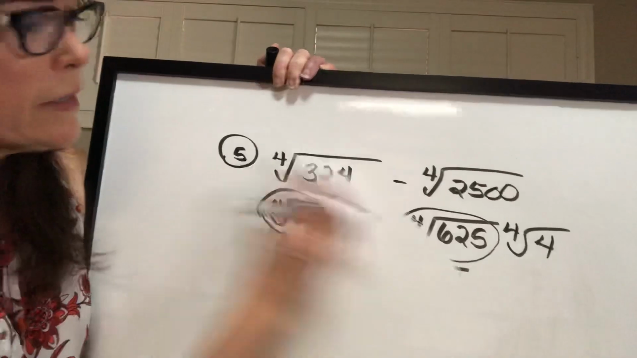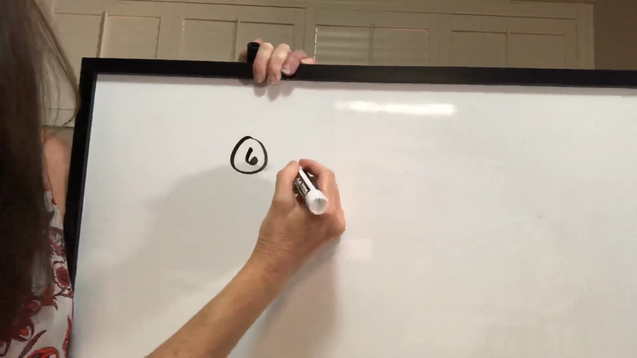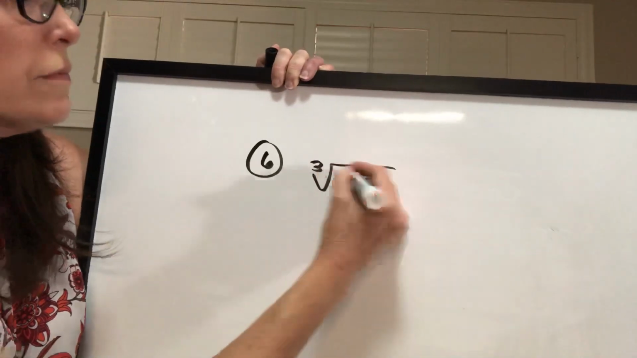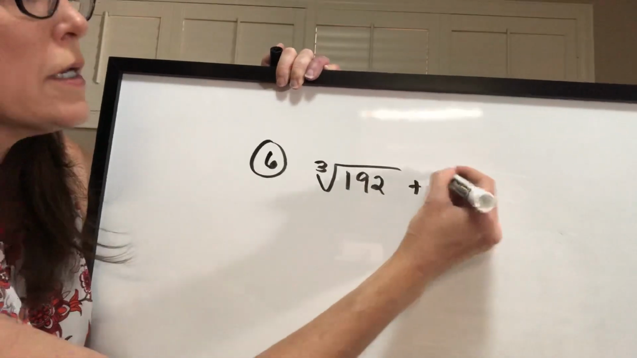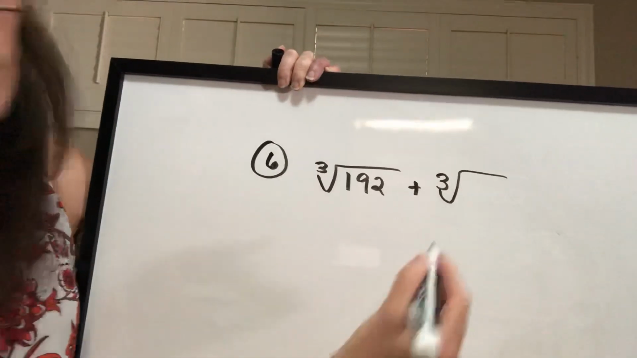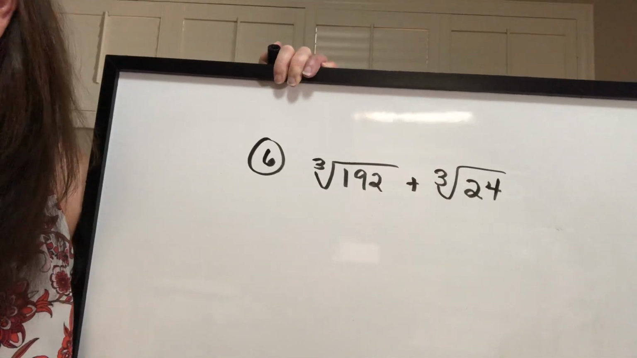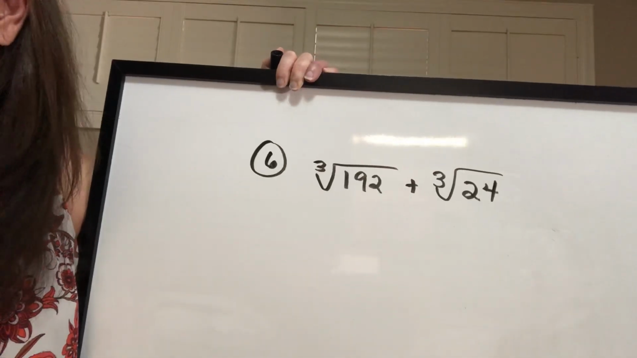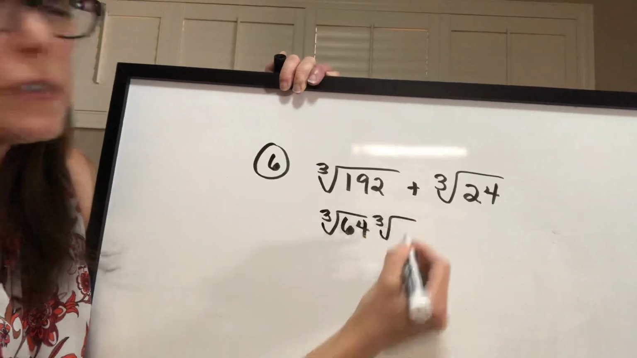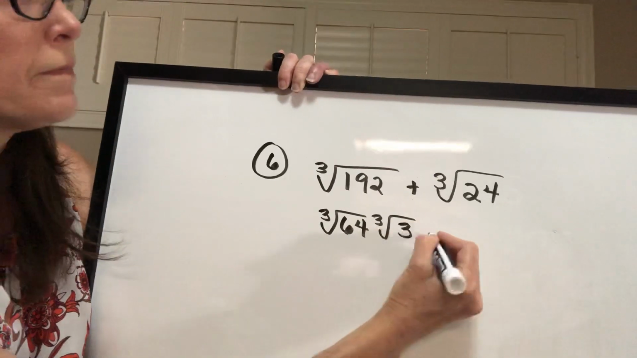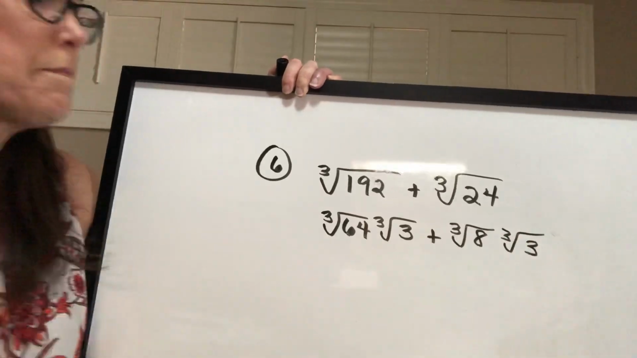So one more in that section, number 6. We have the cube root of 192, plus the cube root of 24. So these are cube roots, so you're looking for perfect cubes that divide into these numbers. So 192 has 64. That divides into it 3 times. And 24 has 8, which divides into it 3 times.